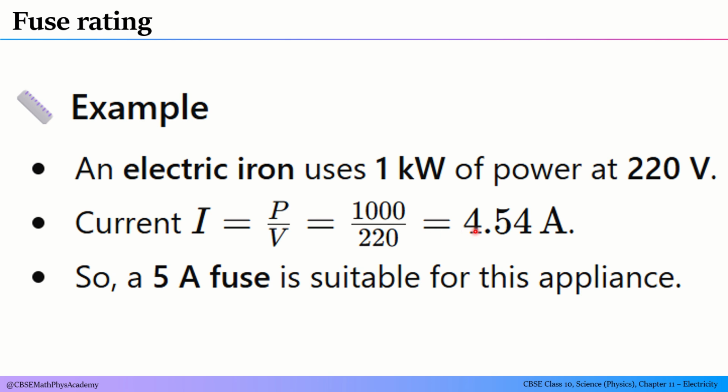You won't get a 4.54 ampere fuse, so you go for the nearest rating. You put a 5 ampere fuse in the circuit, and as long as 5 amperes of current flows, your electric iron is safe. When the current increases to 6 amperes or 7 amperes, the fuse melts immediately and prevents current flow to your electric iron, thus protecting your circuit.